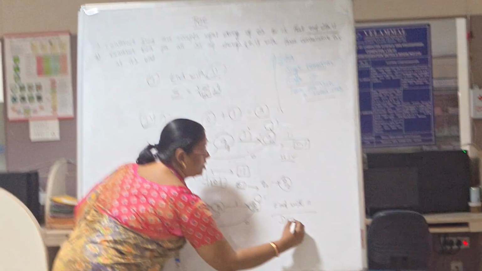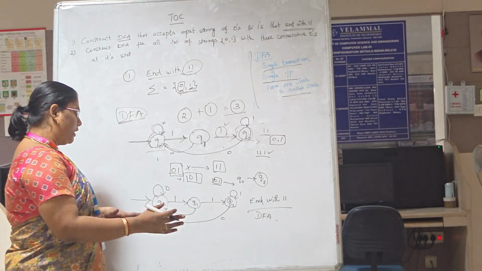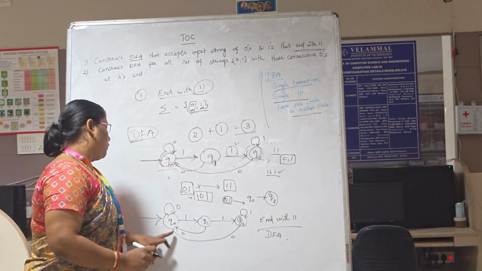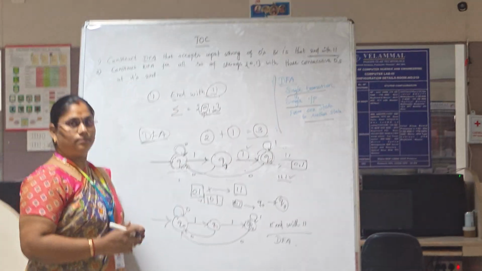So this is the answer for the machine that ends with 1 1. This is the DFA. We have to check each and every input for each and every state. It should have each and every input for each and every transition. Thank you.